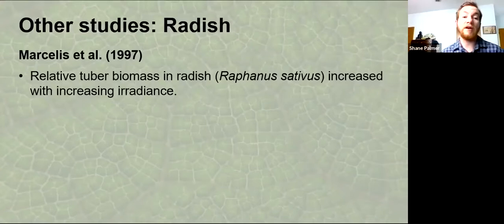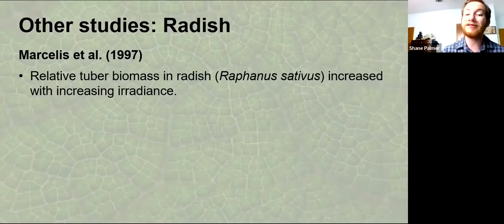What I was able to find, in a species related to the plants I was looking at, is radish. There was a study working with radish where Marcellus noted that the relative biomass of tubers in radish increased with increasing irradiance. In this case, I think it's just the overall greater light the plant was receiving, which is not quite the same as the experiment I wanted to do, but it's close enough, saying that there is a light response that the radish is having, and it is changing its biomass allocation in response to the lighting environment.